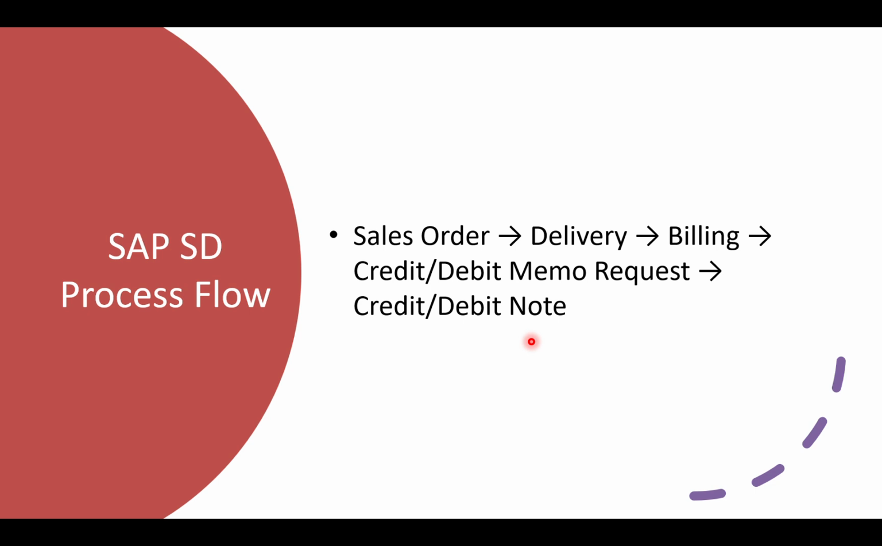Now we will try to understand the process flow. In SAP SD, the process flow for both the debit memo and credit memo starts with the customer placing an order, whatever product he wants to buy. Then delivery will be created and billing is also issued.